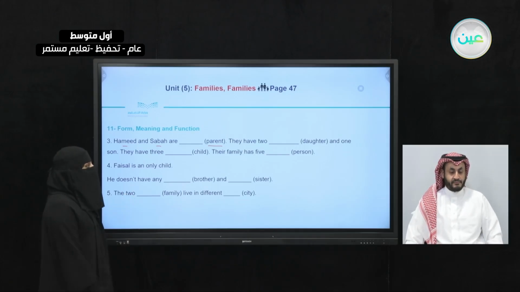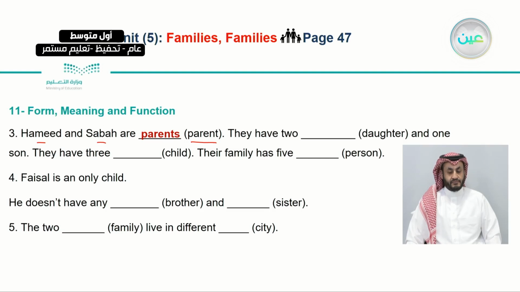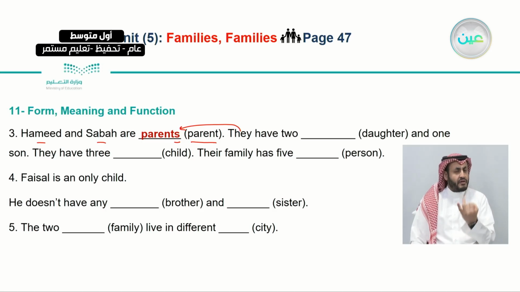Have a look at parent. Is it regular or irregular? It's a regular noun, so parents. It's a slight change, I just add the S in order to make it plural, parents. This is a familiar word, right? Isn't it? They have, who are they? They refers to whom? To the parents, right? They have two daughters and one son.